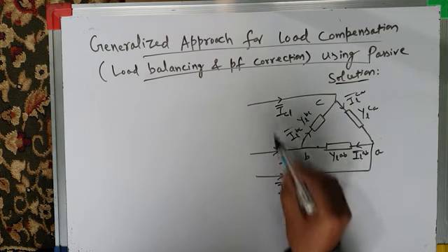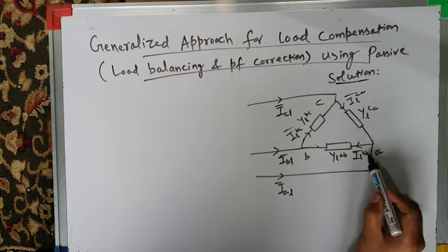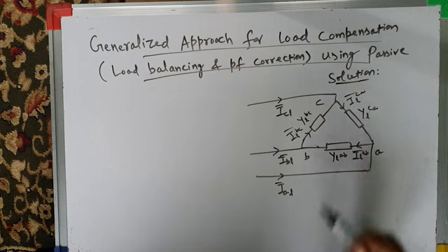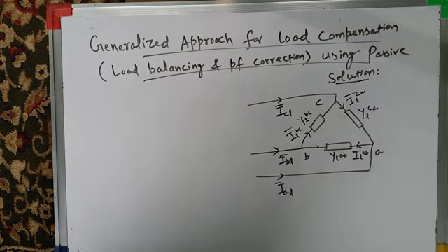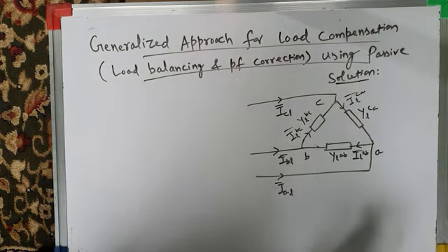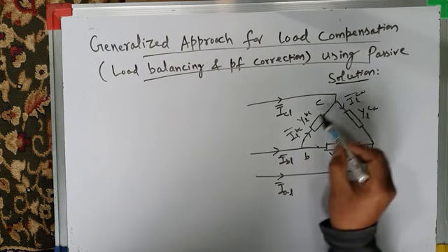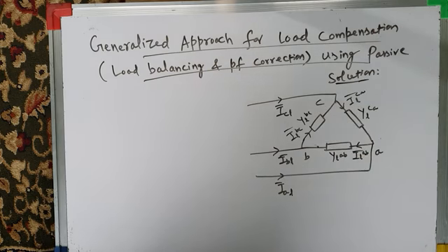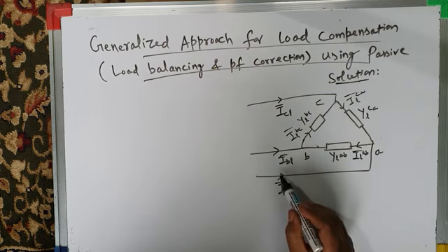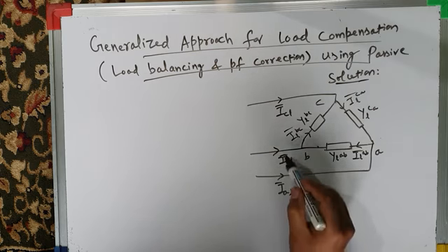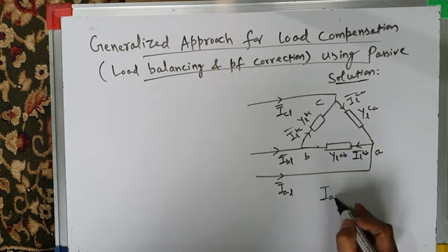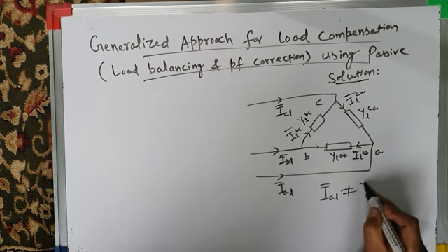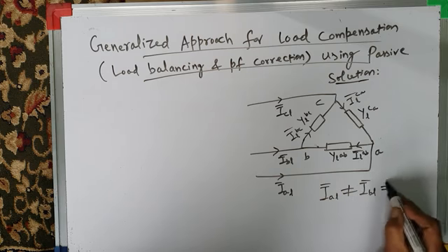IAL, IBL and ICL are three line currents, and ILAB, ILBC, and ILCA are three phase currents, and these are unbalanced. Let us assume load is unbalanced. That is, these admittances are not equal, they are different, and they cause different amounts of currents, ILAB, ILBC, and ILCA, to flow in the three phases, which ultimately results in unbalanced line currents, IAL, IBL, and ICL. The situation is that IAL is not equal to IBL, not equal to ICL.